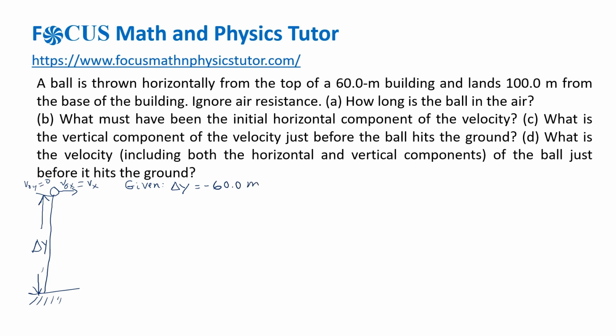Okay, so the trajectory of the ball is going to be something like this. And now we were told that the distance from the base of the building to where it lands is delta x, and we know delta x is equal to 100 meters. And we are ignoring air resistance. So now A is asking how long the ball was in the air, t.